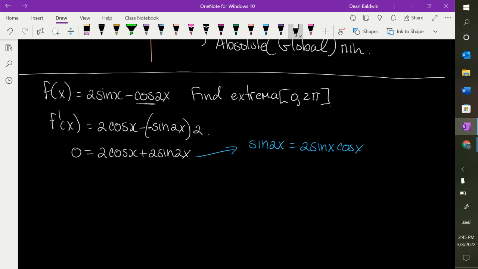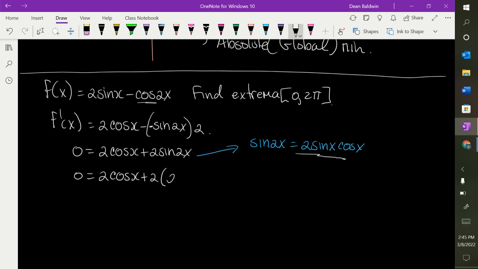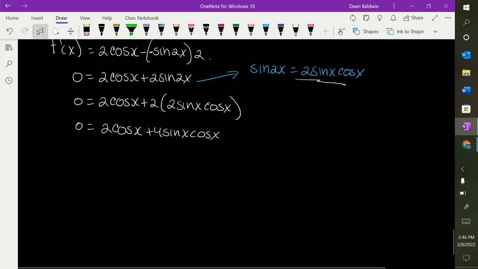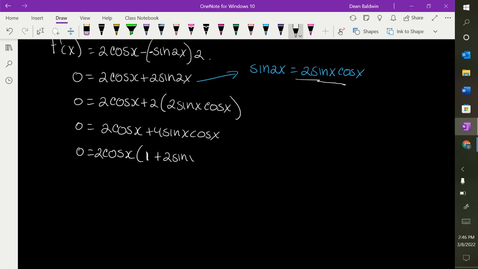So that gets subbed in, and I get 0 is equal to 2 cos x plus 2 times all of that, 2 sine x cos x. Which gives me 2 cos x plus 4 sine x cos x. All right. If you want to solve this, factor out a cosine. Oh, I have to take out a 2 as well. Let's take out a 2. And then you got 1 plus 2 sine x.